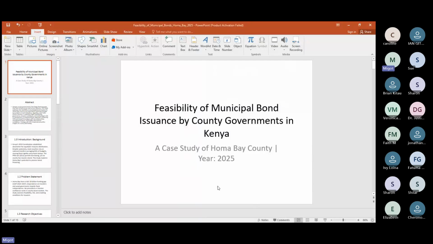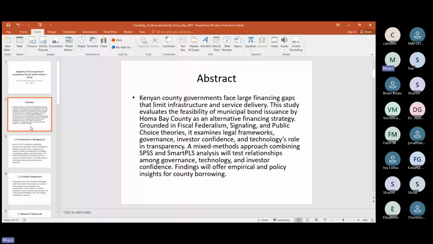So mine will be based on the feasibility of municipal bond issuance by county government. For my case, the study will be based on Homa Bay County. As we all know, most of the county governments are lagging behind when it comes to funding, for example, infrastructure projects and other service deliveries. This is because of the funding shortcomings from the national government. So in order to cover this gap, I wanted to do a study whereby the county will be issuing bonds, and these bonds will lead to them getting the finances to continue running the activities.